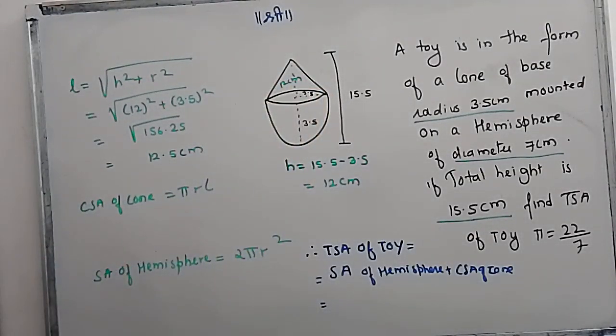Then we are taking the slant height. To take the slant height, we have done this in our earlier problem: root of h square plus r square. Put the values and find the answer. Now what we have to find? Find the TSA of the toy. To find the TSA of the toy, we have to find the CSA, curved surface area of the cone, and the surface area of hemisphere. So curved surface area of the cone, pi r L, surface area of the hemisphere, 2 pi r square.